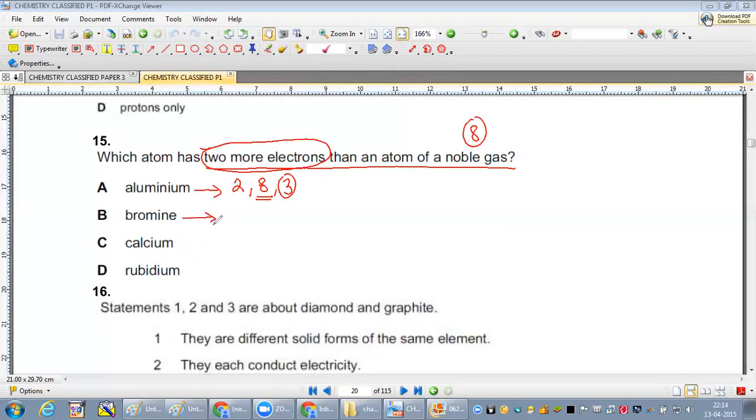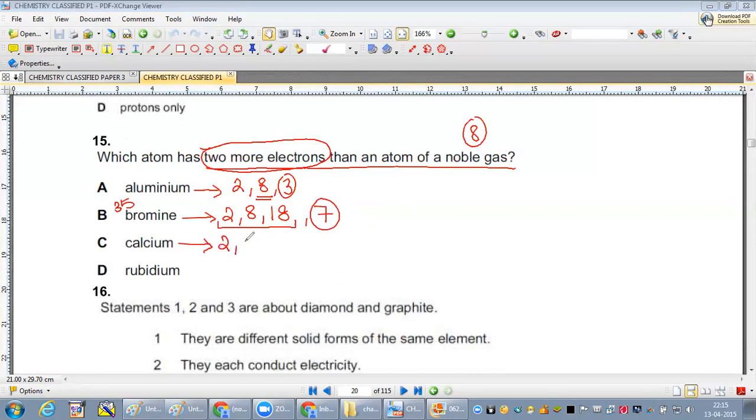Bromine, you can work this out from the periodic table. Its atomic number, that is number of protons or electrons, is 35. Start putting the electronic configuration. First orbit 2, second orbit 8, third orbit 18. Just add up. This is 28, plus 7 is 35. This is not having 2 electrons more than inert gas.